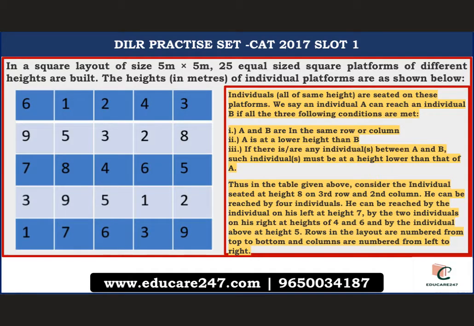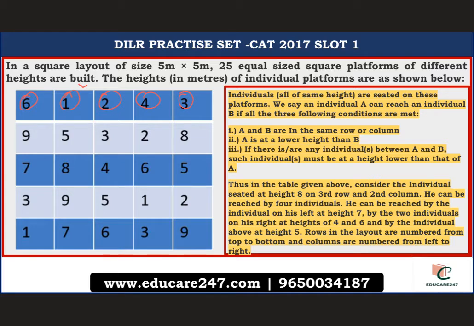Alright, so let's get started with the business. DILR practice set. So basically this is a CAT 2017 slot 1 question. In a square layout of size 5 by 5 meter, 25 equal side square platforms of different heights are built. The heights in meters of individual platforms are as shown below. So this is the 5 by 5 platform. 25 equal square-sized platforms are there, and these are the heights of the platforms, like 6 meter, 1 meter, 2 meter, 4 meter, 3 meters. This is what it says.